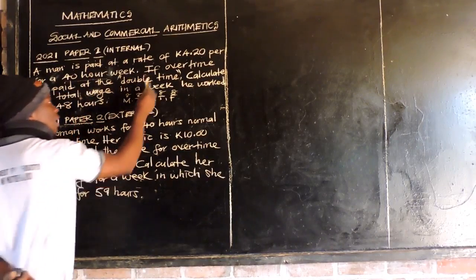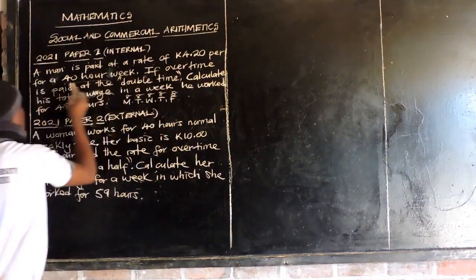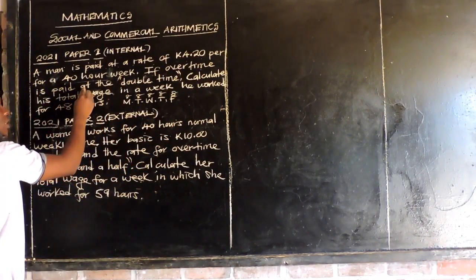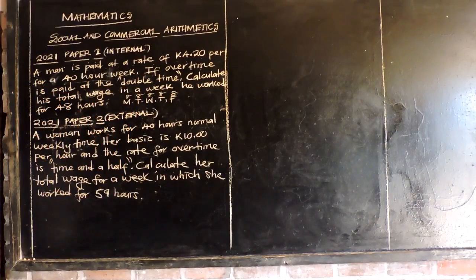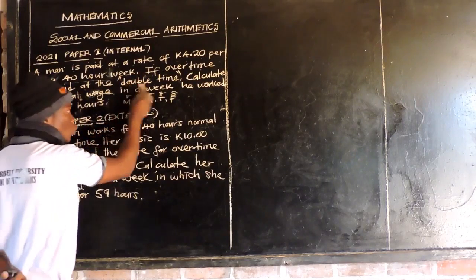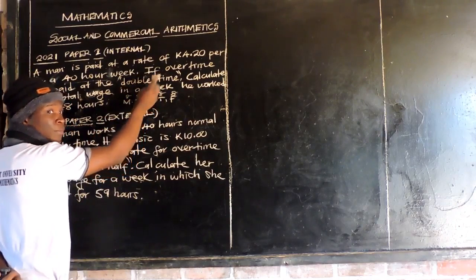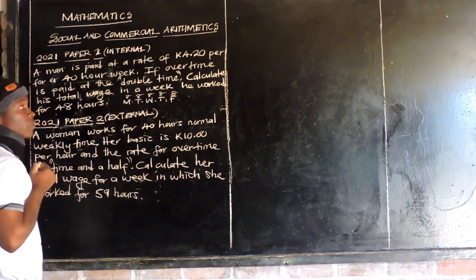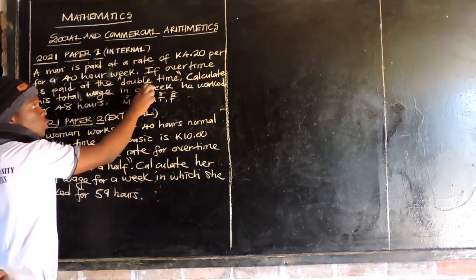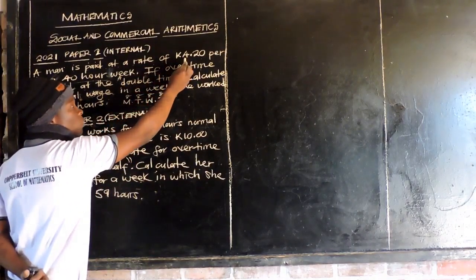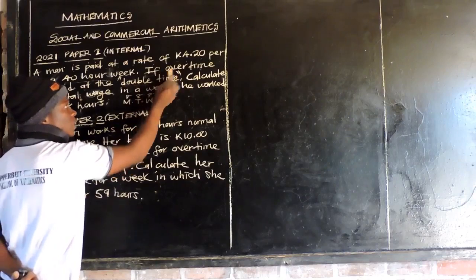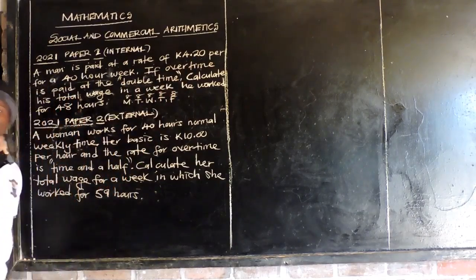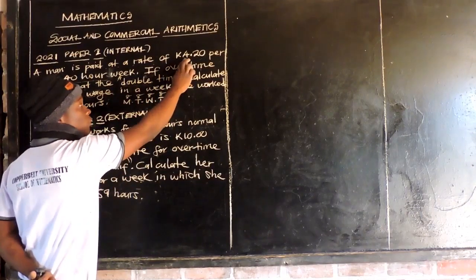Then they are saying overtime is paid at a rate of double time. So the rate of overtime is double time. Double means 2. So whatsoever he was given, 4 kwacha 20 ngwe, for you to find his overtime pay, I will just multiply 2 times 4 kwacha 20 ngwe. That is his overtime pay per hour. Since they are saying double, double means 2. So just multiply 2 by this amount, which is 4 kwacha 20 ngwe.